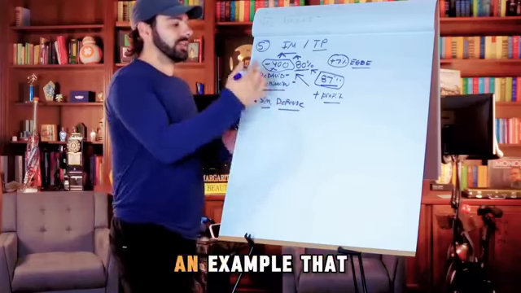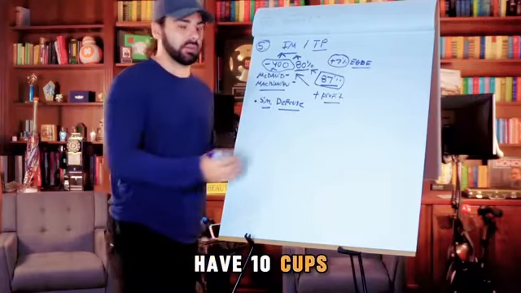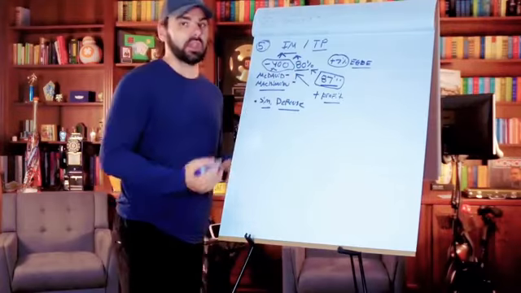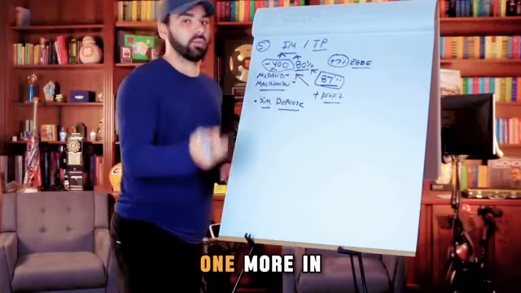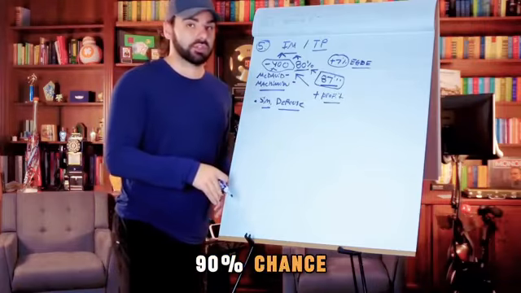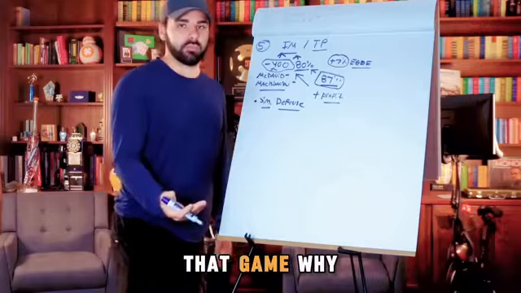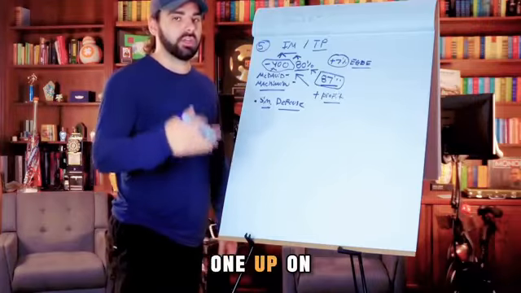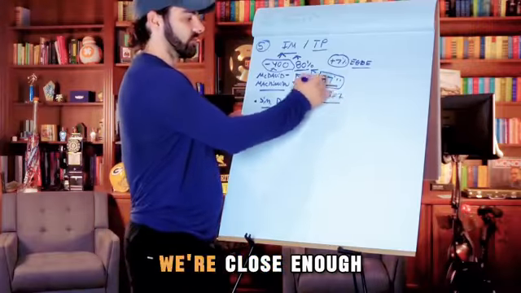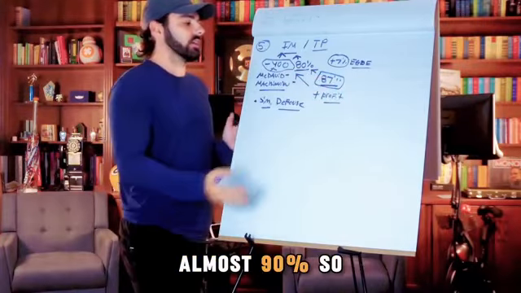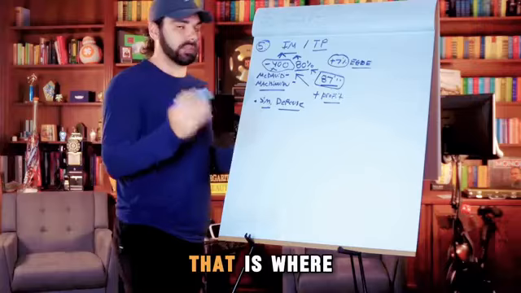It's similar to an example that I like to use here. Let's say we have 10 cups on the board. If 8 of them have balls in them, but then the guy says to you, you know what? I'm going to add one more in the cup, and we're going to give you a 90% chance, but with 80% odds. What happens there over the long term? You're going to beat that game. Why? Because you have one up on the odds that he's offering at that stake. So similar to here, we're close enough. 87% would be almost 90%. So the same thing applies here. You play this time and time again in this scenario, that is where you profit.